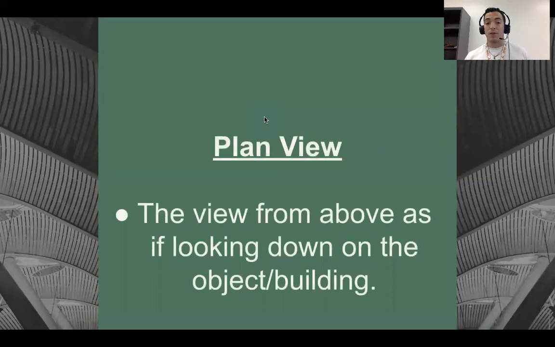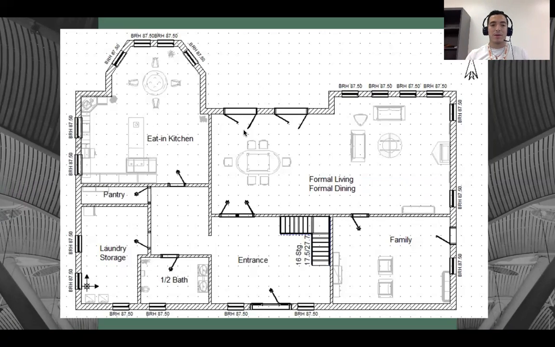And plan view, this is what we just saw, and you'll see another example in just a bit. This is the view from above. It's like you're looking down at something. Specifically, when we say plan view, it's like you're looking down into a building or into a house. And I'll have a pretty good example of what that might look like. This is an example, actually.